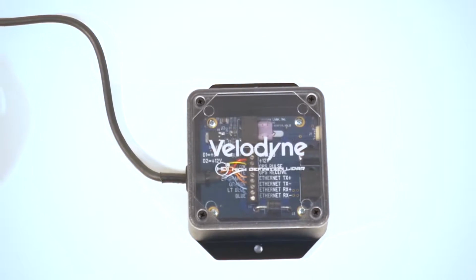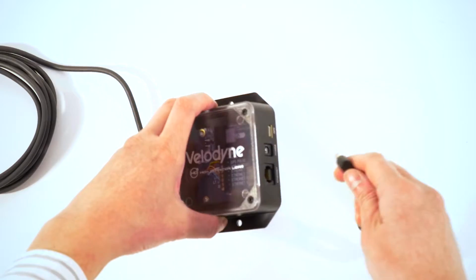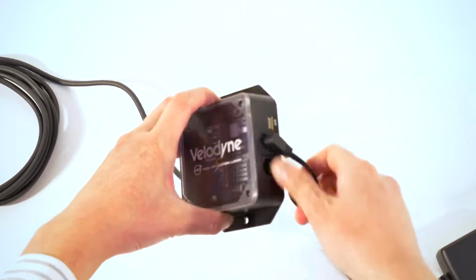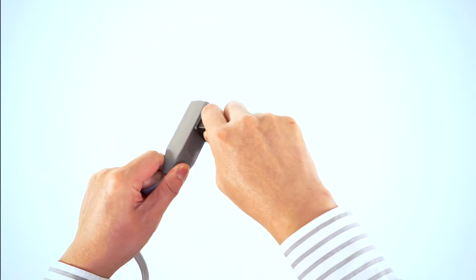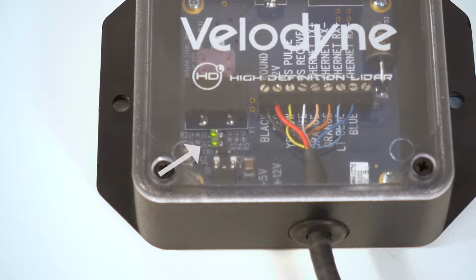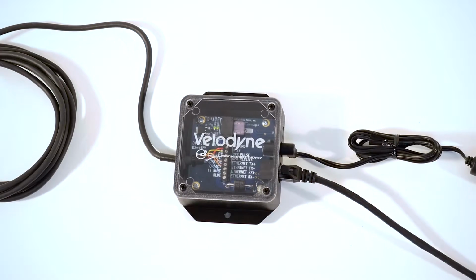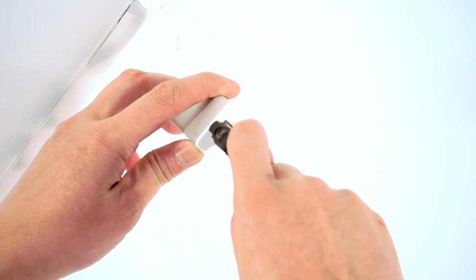Now let's talk about the connections involved in setting up your VLP16. Plug one end of the power supply into the interface box, like so. Now plug the other end into a power outlet. The sensor is now receiving power as indicated by the green LED, and the unit will begin to rotate. Now plug one end of the Ethernet cable into the interface box and the other end into your computer.